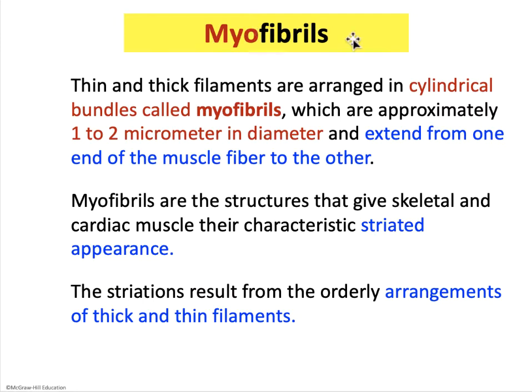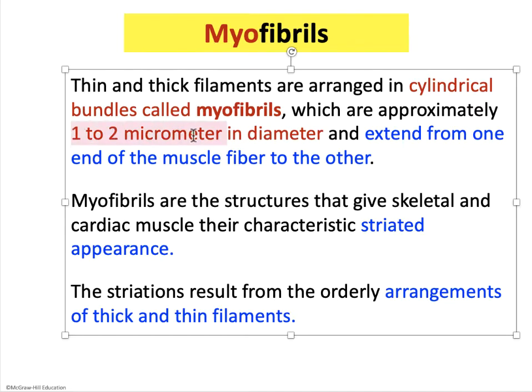The myofibrils, the internal structures consisting of protein, are normally 1 to 2 micrometers in diameter, and that size doesn't change much. However, their length can vary, and sometimes it can go from one side of a muscle fiber to the other, and this can be an enormous distance measured in centimeters rather than micrometers.